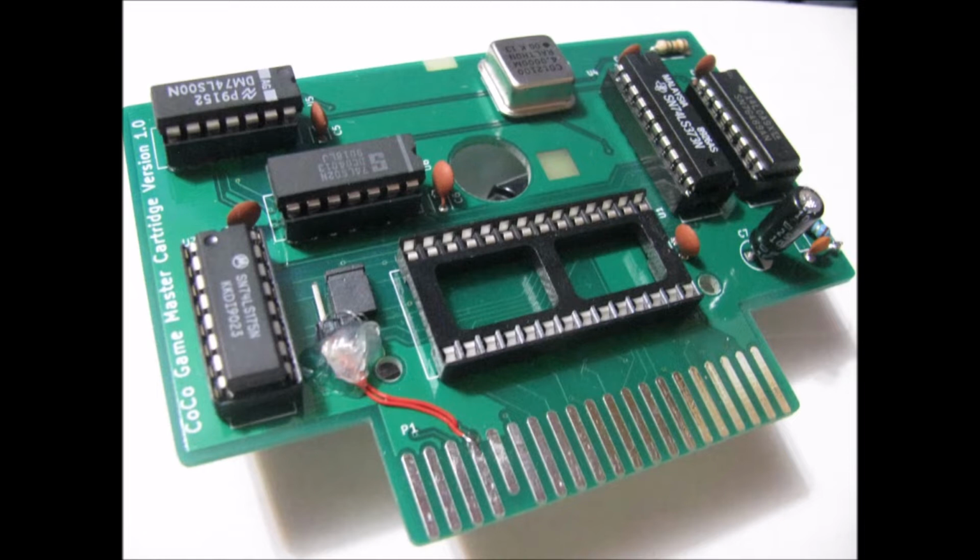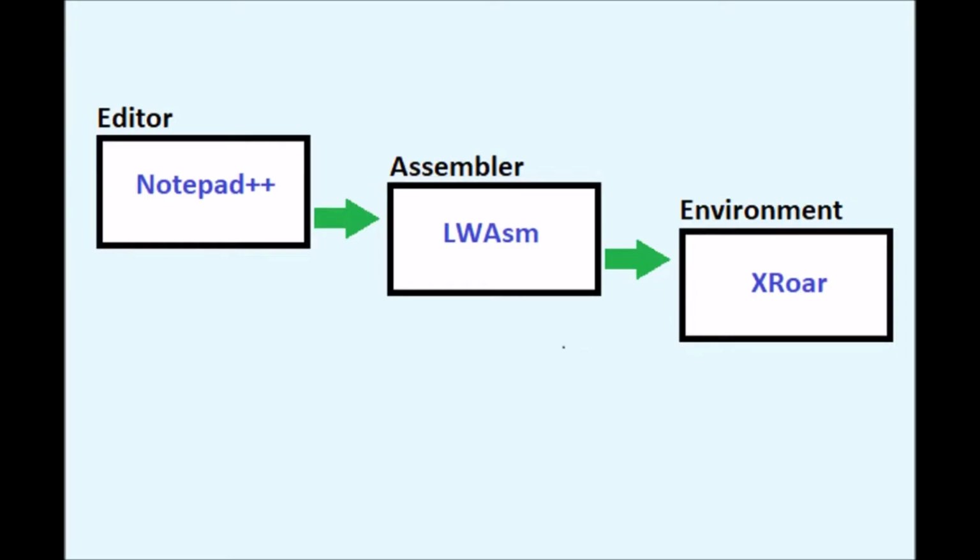What is not presented is how to program the GMC. The scope of the session is to show one way to set up the development environment. Detailing the use of the functionality of the GMC is a whole other story. The tool chain consists of three major modules: the editor, where the program source is entered, the assembler that creates the machine language file, and the environment, where the machine language program will run. We'll be using Notepad++ for the editor, LWASM for the assembler, and XRoar for the CoCo environment.